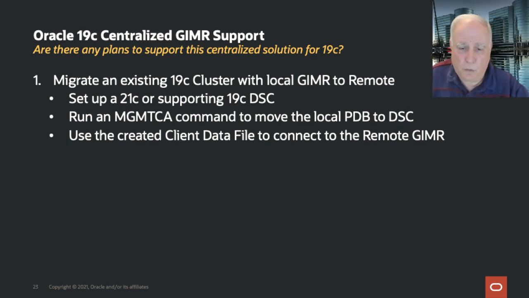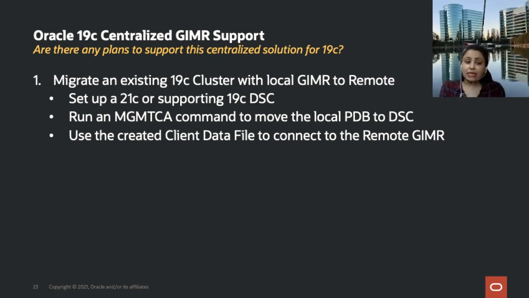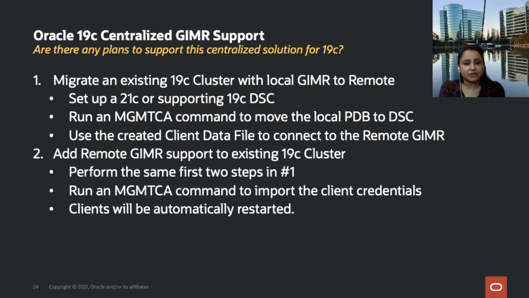That sounds straightforward. Yeah. But now if I didn't select the local GIMR because I didn't want the footprint, but now since it's remote, can I actually add the GIMR as a remote GIMR to my 19C installation that never had one to begin with? Of course, you can do that. Here, the steps are a little different.